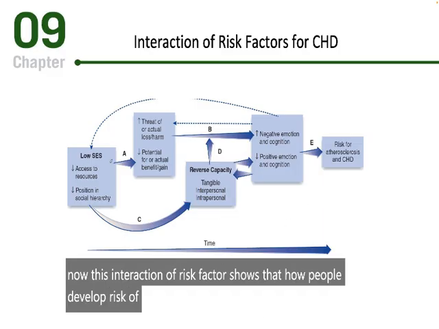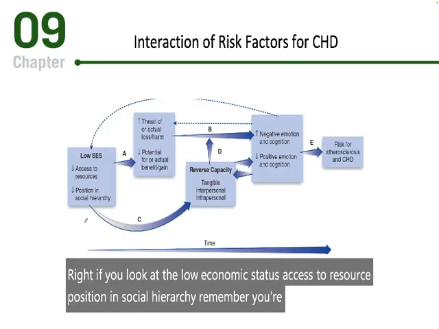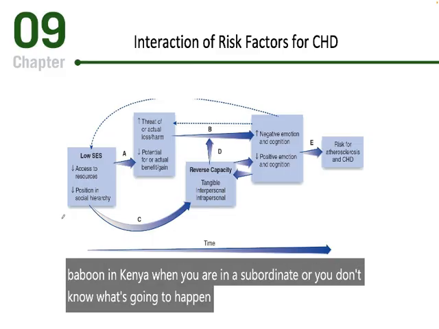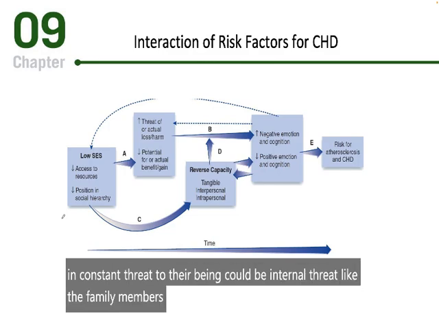If you look at the low economic status, access to resources, position in social hierarchy. Remember we're talking about baboons in Kenya. When you are subordinate or you don't know what's going to happen next, those who are living in constant threat to their well-being, could be internal threat like the family members, or external like law enforcement.